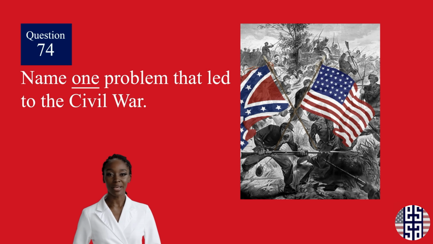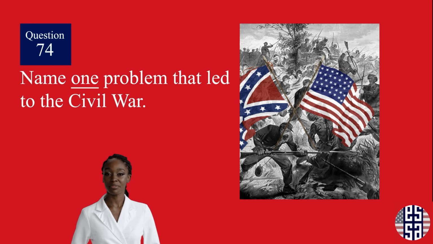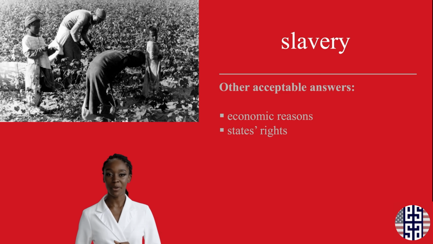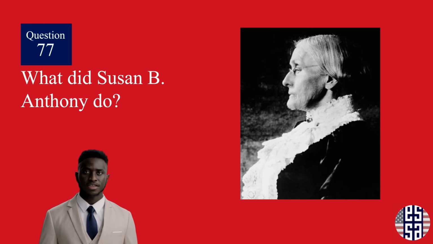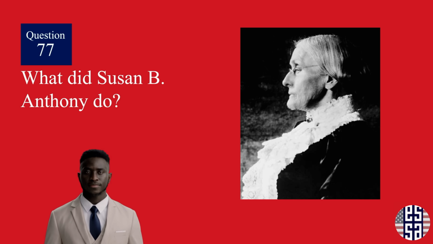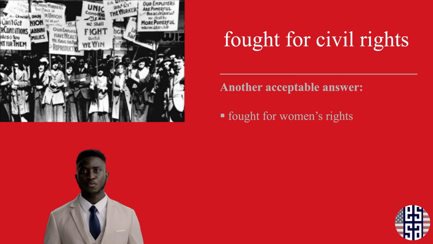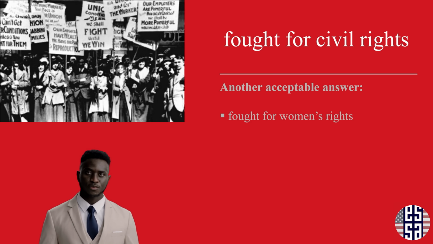Name one problem that led to the Civil War. Slavery. You can also answer economic reasons or states' rights, but it is easiest just to say slavery. What did Susan B. Anthony do? She fought for civil rights. You can also say, fought for women's rights. But we feel the easiest answer to remember is, fought for civil rights.